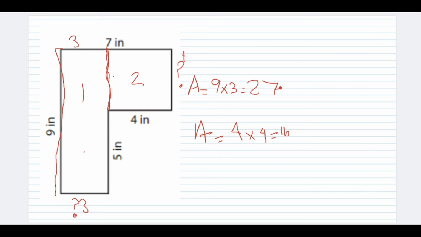Now we are going to add both areas, the area of the rectangle and the area of the square. 27 plus 16 is equal to, we're gonna add the ones first, 7 plus 6 is 13, and I carry 1. 1 plus 2, 3, plus 1 is equal to 4. So the area of this whole shape is equal to 43 square inches. So this is one way to do that. Okay, let's do it another way and see if we're going to be having the same answer, which is 43 square inches.